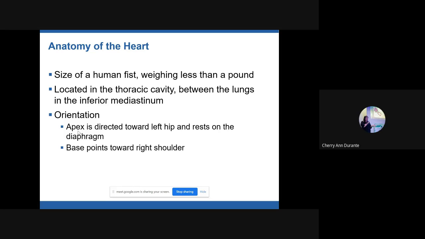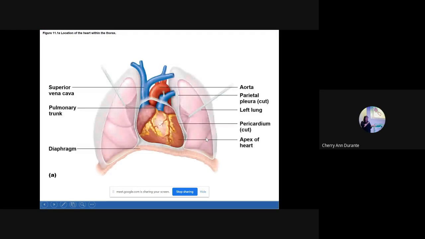So as you can see, when we look at the heart, here you have the left side of the heart only having 2 lobes. You have your right side. The right side of the lungs has 3 lobes. Okay, so this is your heart.